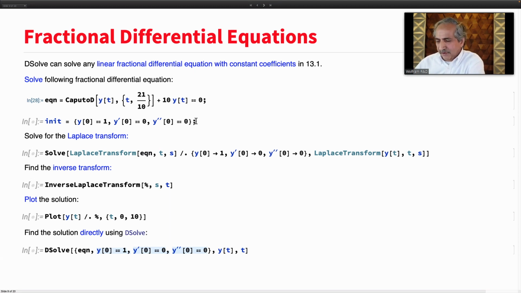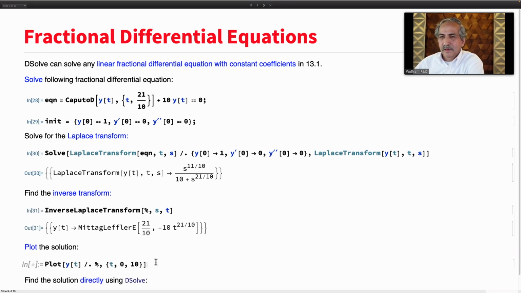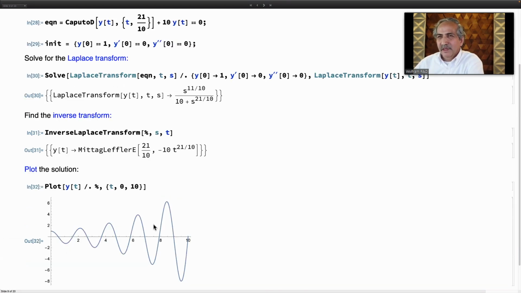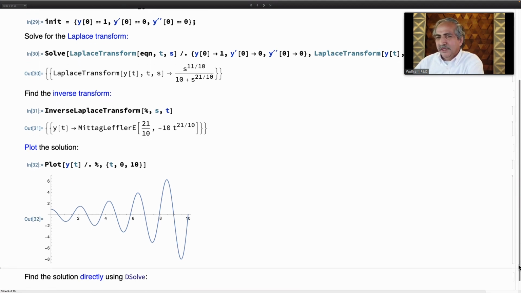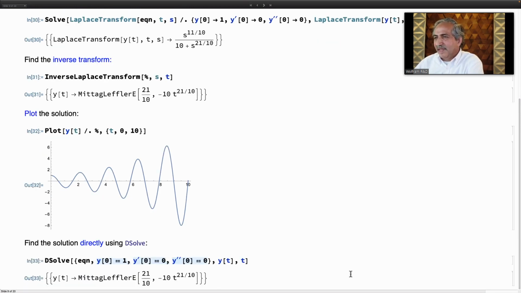I give some initial values. I take a Laplace transform, plug in the initial values, solve the Laplace transform, do an inverse Laplace transform, plot the solution, takes a bit of time. And that's the Mittag-Leffler which you saw on the previous slide. It looks almost like an oscillating trig function. And then what you can do, just to satisfy yourself, is do the same thing with DSolve, and you see over here that you just get back exactly the same answer. So what lets us do these fractional differential equations is Mittag-Leffler with any fractional powers in its second term.